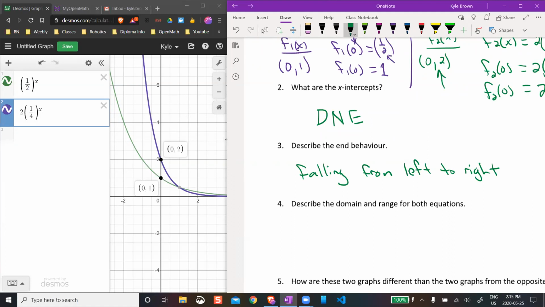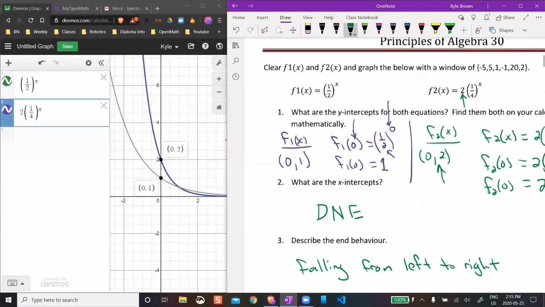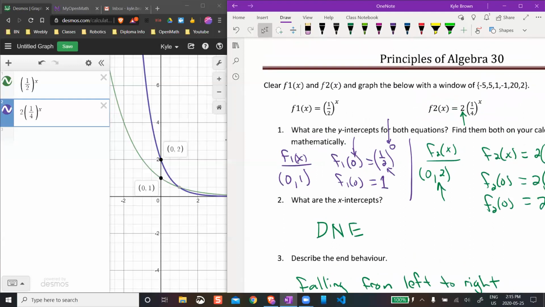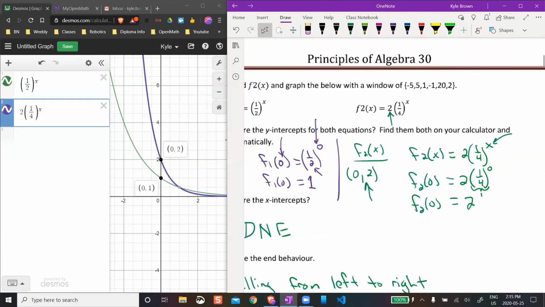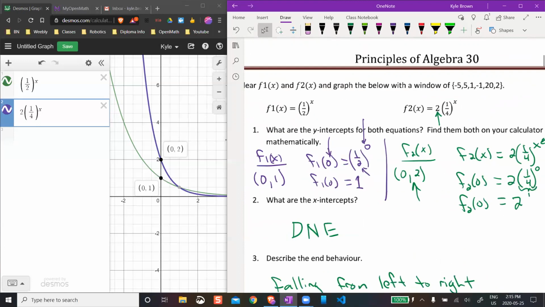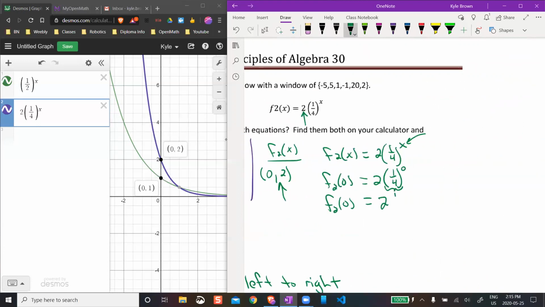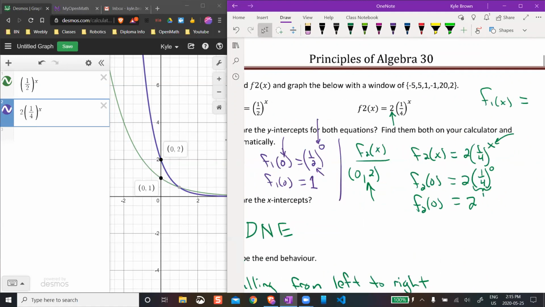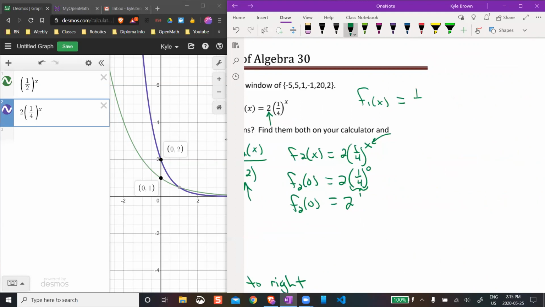Okay, and what's the difference here? Why are these ones falling? It might be worth actually just throwing a number in there so you can kind of see. Let's play around with this a little bit. So in this case, let's look even at the first one here. If we had f1 of x, what did we say that was? 1/2 to the power of x.